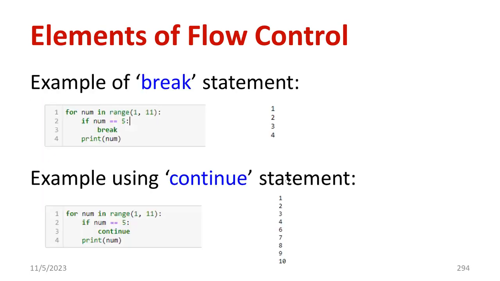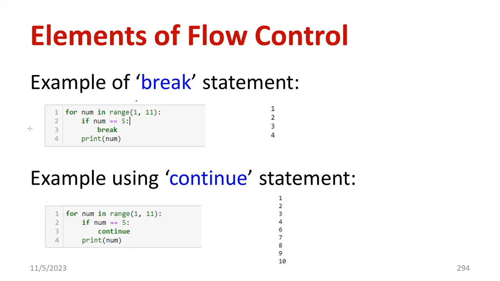Moving on to the further discussion, let's see some basic examples of break and continue statements. As you can observe, there is one for loop, and a break statement. Here, we are using a for loop. We define the for loop by using the keyword for, then the variable num in the range of 1, 11.